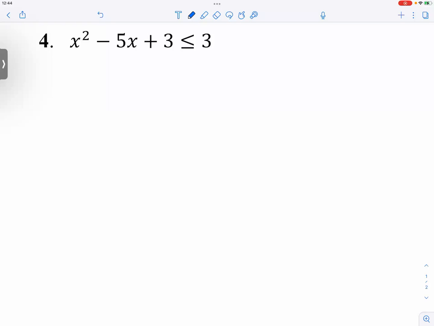So for number 4, you can see there's no 0 there. So our first job would be to minus 3 on both sides. So that would get us a 0 on the right. And on the left, we've got x squared minus 5x. Okay. Now, x squared minus 5x. Can we factor this?